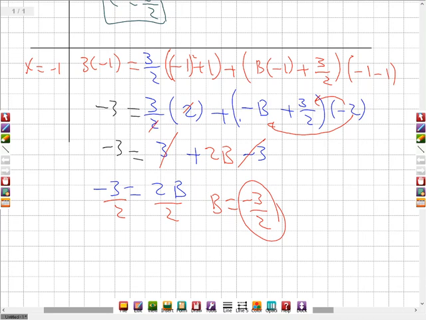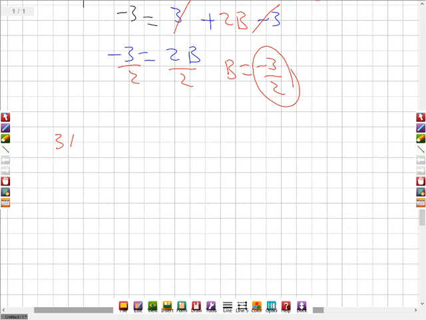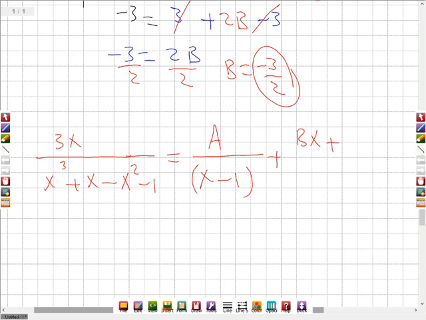I have my answer. Then, my final answer, let me just write my equation again. 3x over x cubed plus x minus x squared minus 1. We said this, we break it down to be a over x minus 1 plus bx plus c over x squared plus 1. That's what we have. And we have a and b and c, right? Let me just put my values.